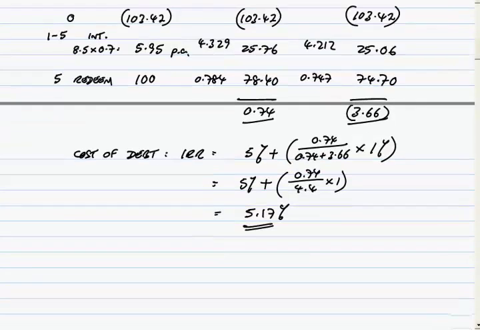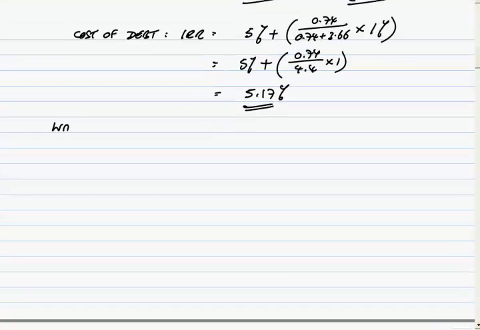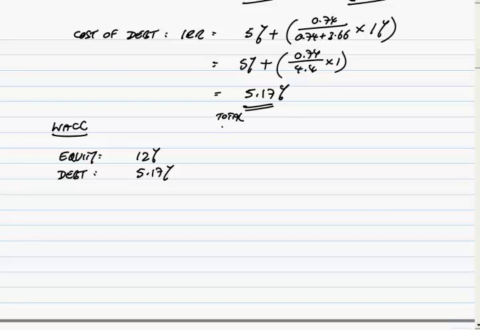However, now we can do the weighted average. We know the cost of equity. He told us to use 12%. We know the cost of debt. He told us to use 5.17. We weight them by the total market values. And so the equity, we've 8 million shares at $7.16. So the total market value of the equity is 57.28 million.